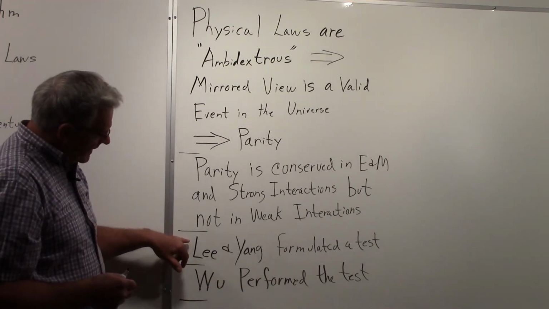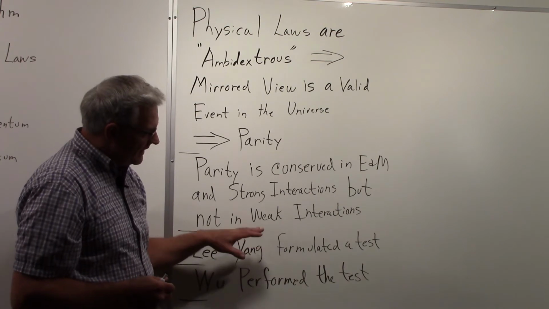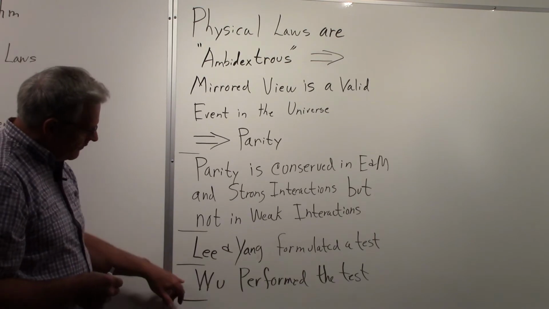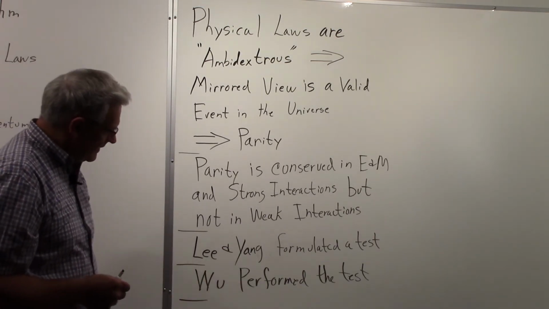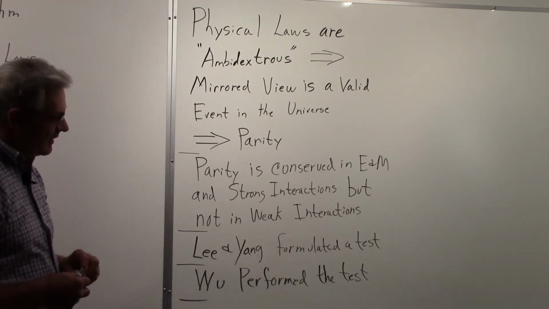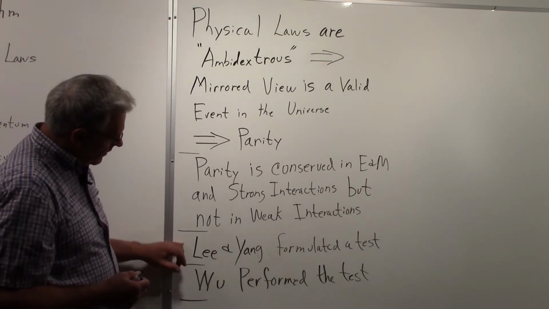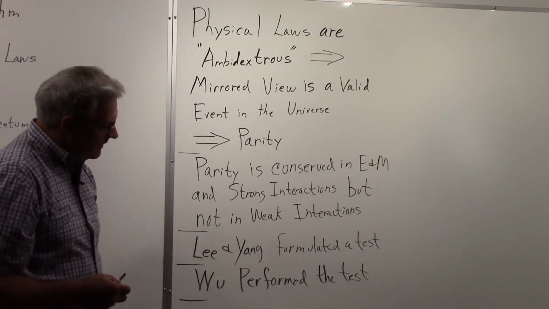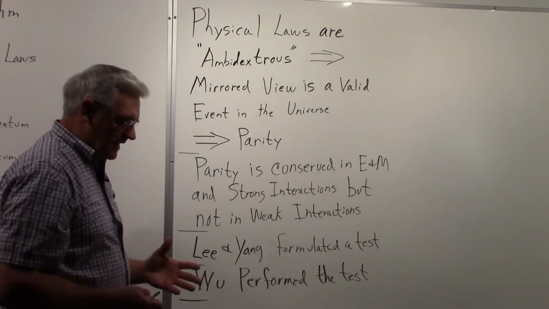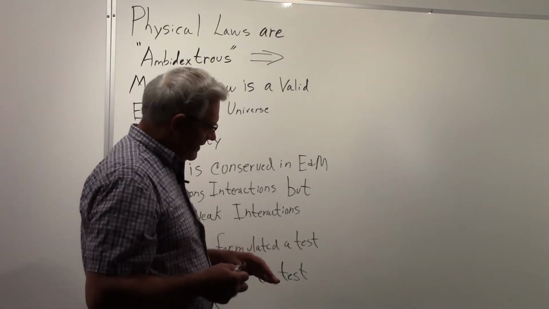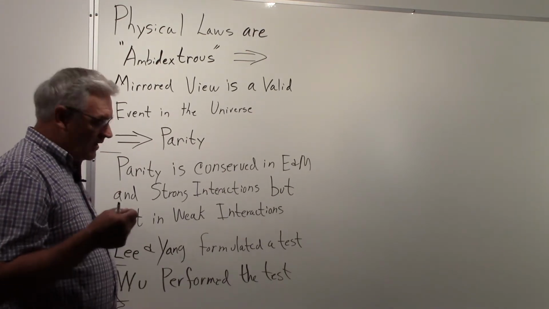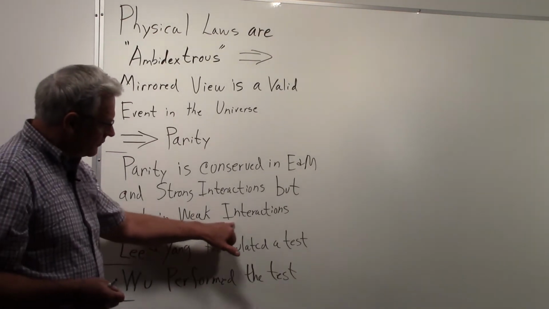And back in the 50s, Lee and Yang formulated a test regarding parity. And a lady by the name of Wu performed the test. Lee and Yang actually got the Nobel Prize in 57 for their work, and Wu did the test in 1956. And what I want to do now is talk about, in a very simple way, what Wu did and how that shows you that parity is not conserved when it comes to the weak interactions.